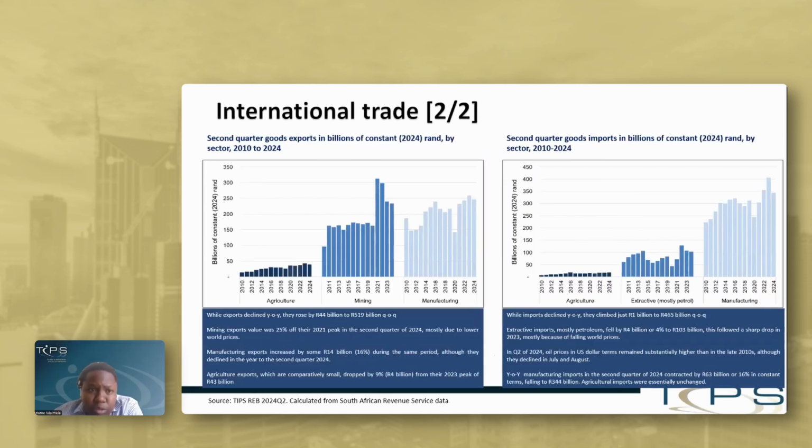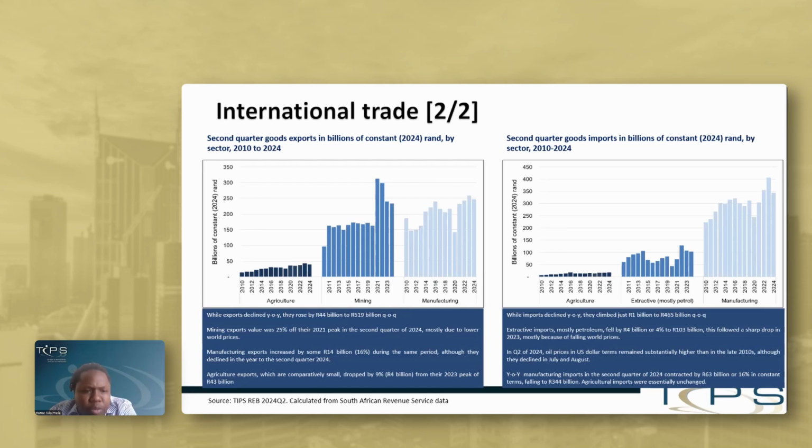Then just drilling down into international trade again, looking specifically at exports separately and imports separately. In terms of exports here, year on year they've declined, but they rose in the current quarter by 44 billion rand to 519 billion rand.